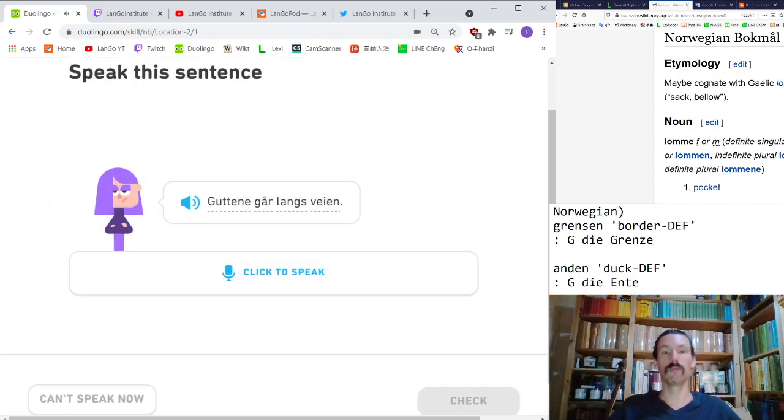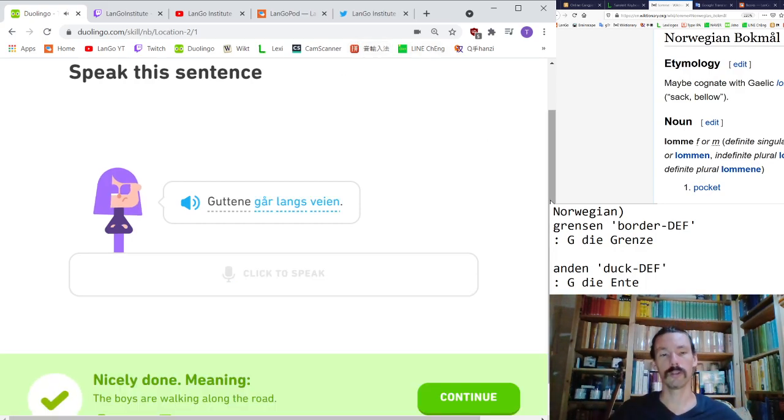Guttene går langs veien. So the -ene at the end of the noun here, guttene, makes it plural definite. The boys go, they walk. The form is related to go, but the meaning is walk. It's more physical meaning, I think. Veien. Langs, along the road. Guttene går langs veien.